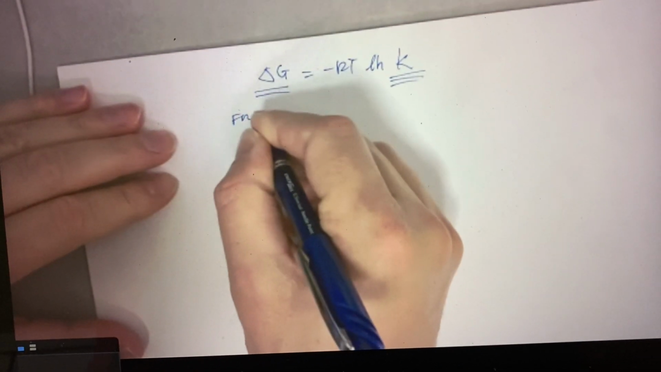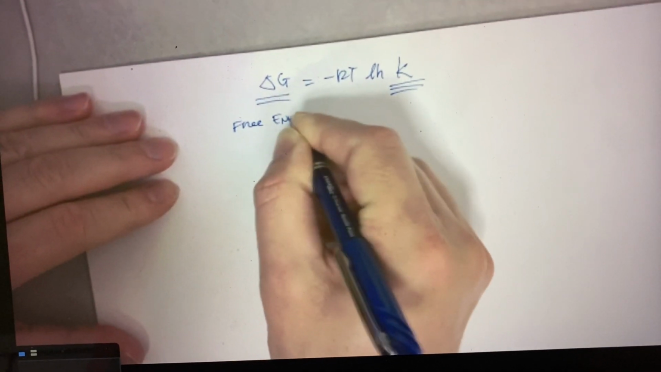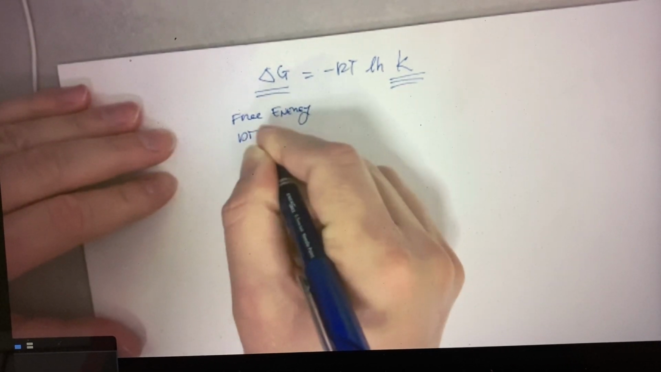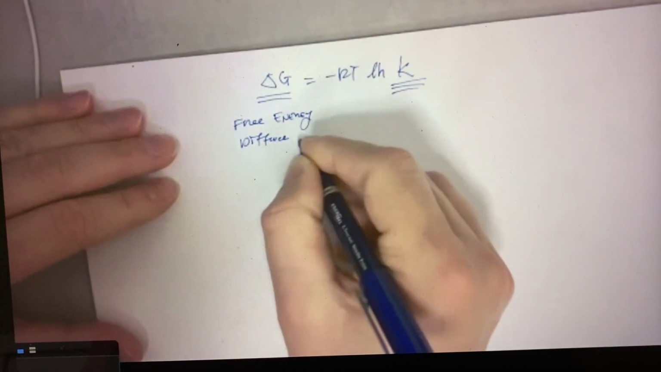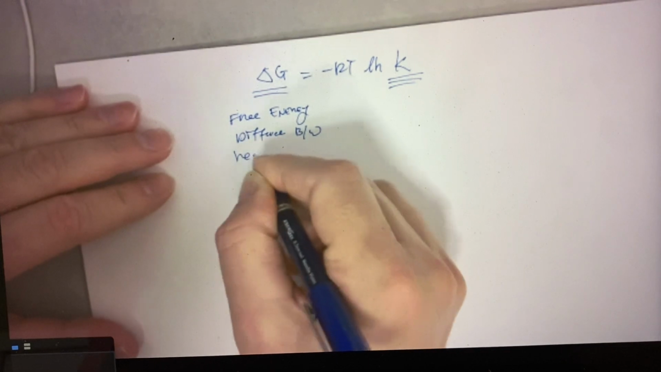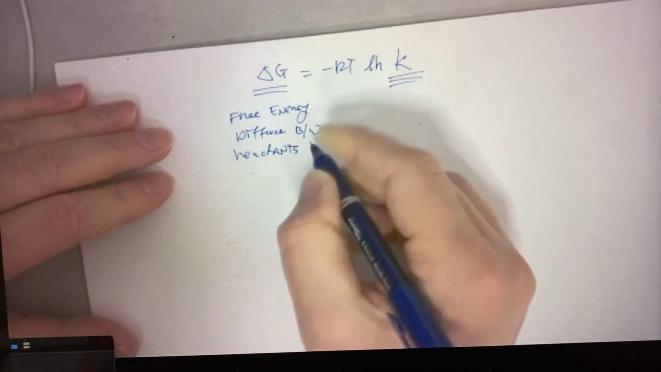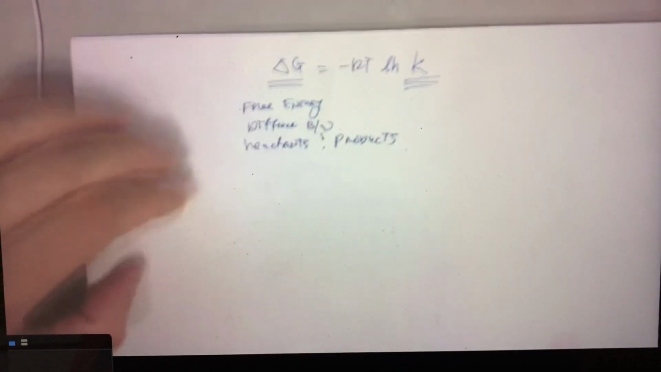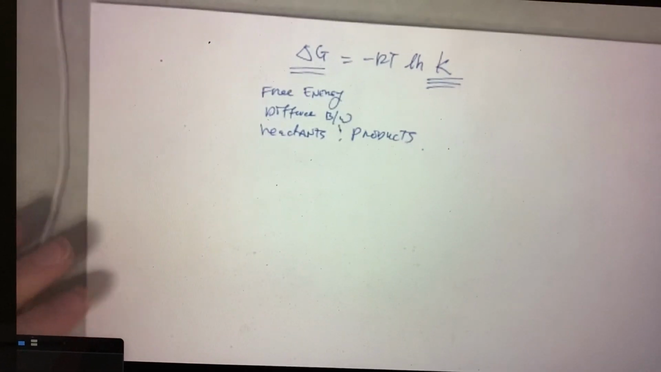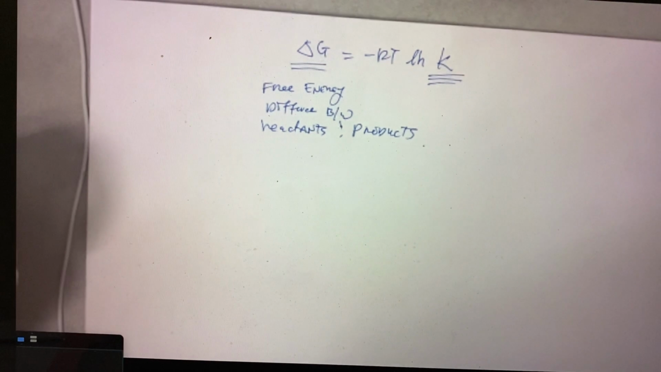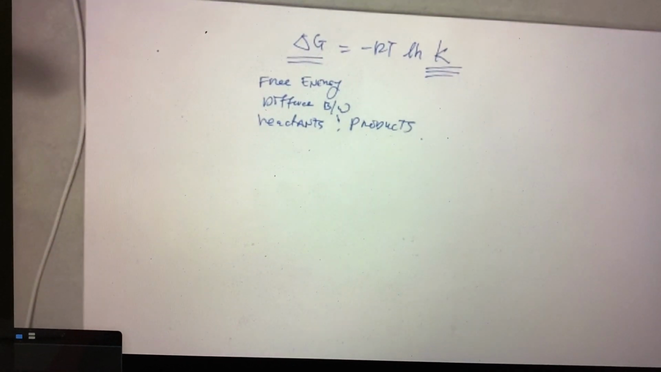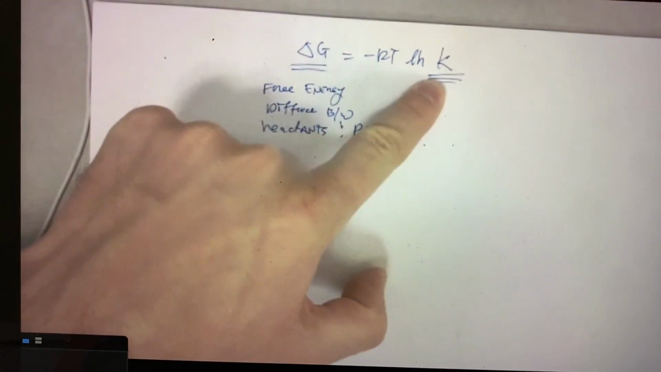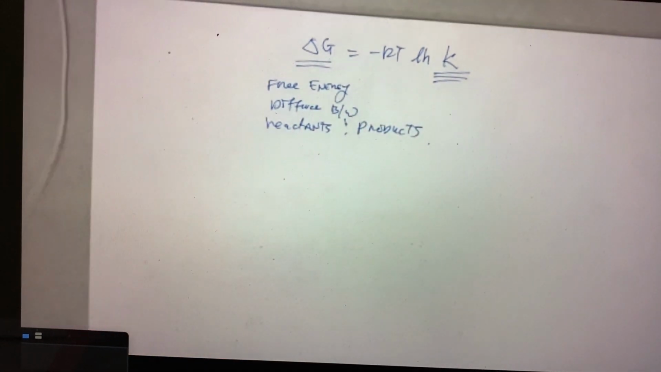So this is free energy difference between reactants and products in a reaction can be related to the equilibrium constant K. So the free energy between reactant and product is related to, by this particular equation, K.